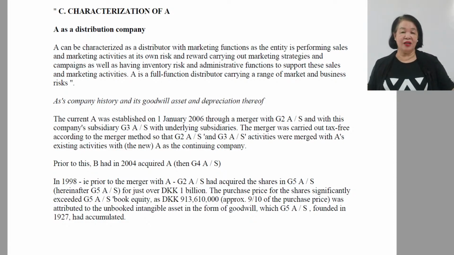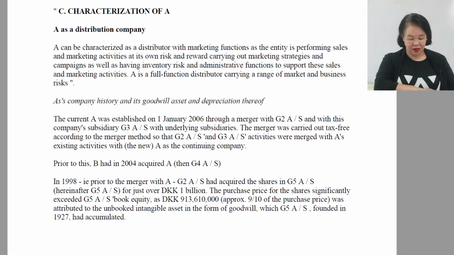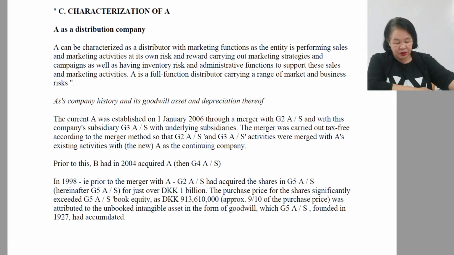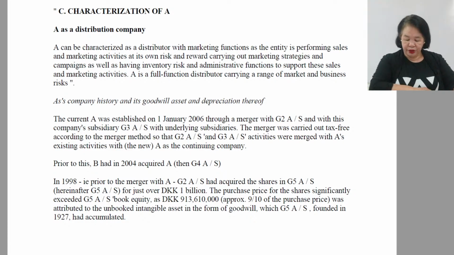In order that you can understand the company better, A's company history and its goodwill, assets and depreciation, where does that come from? The current A was established on January 1, 2006 through a merger with G2AS. So there are a lot of mergers here, and with the company's subsidiary, company G3AS.